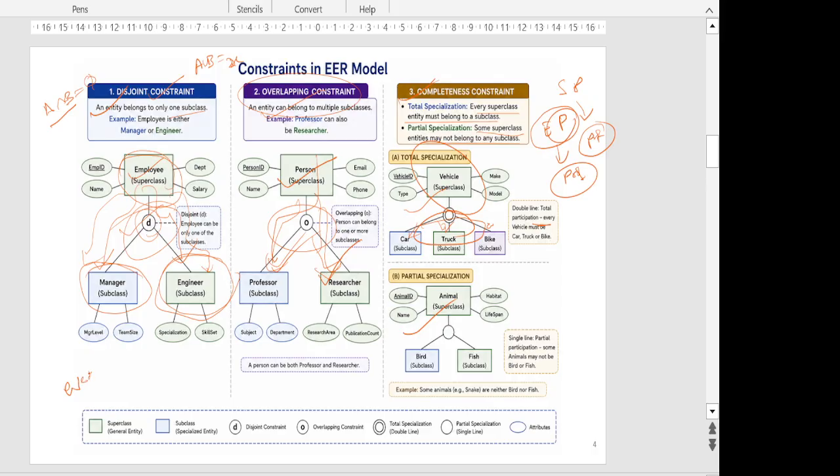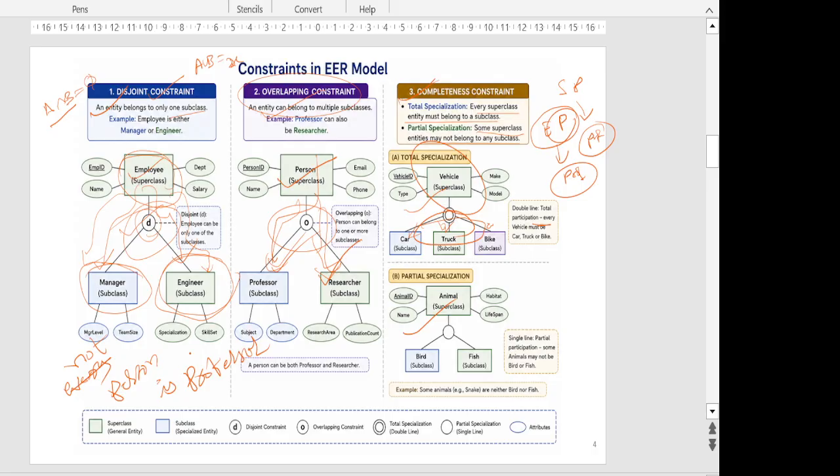Every person is a professor. So this is a total participation. If you cut out "every" and write "not every person is a professor", that means some of the persons are not professors. Some persons are professors, some persons are not. So we can say it is a partial specialization.